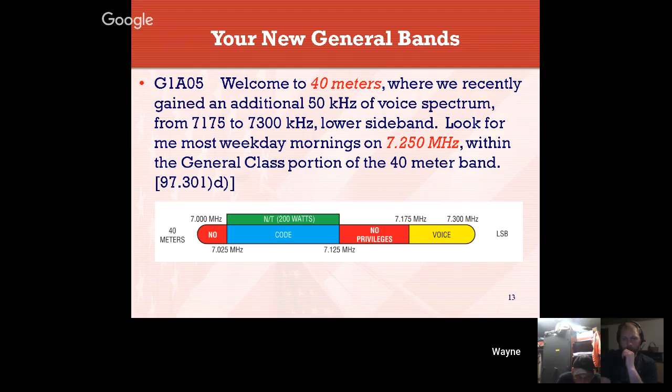Now, a lot of the shortwave stations have kind of gone by the wayside, and they are no longer as big of a problem.